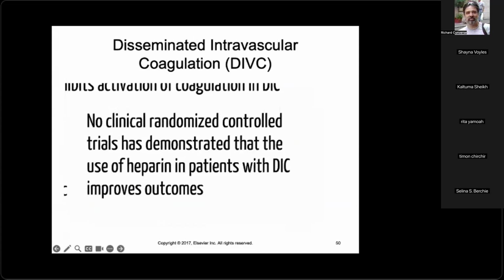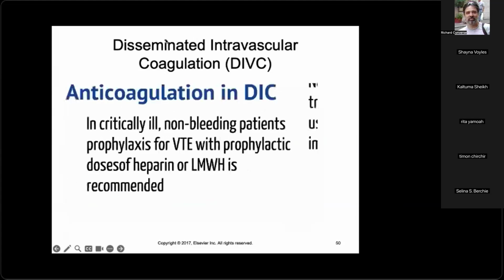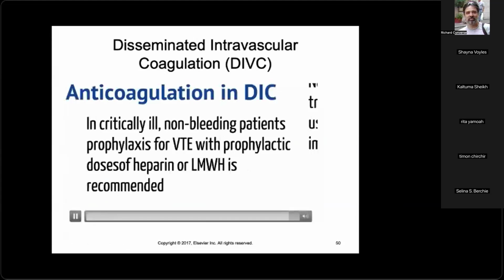So generally, we stick with the rule that if the patient is critically ill, they have suspected DIC, but there's absolutely no evidence or risk of bleeding at that point, then you can consider prophylaxis with heparin or low molecular weight heparin at prophylactic dosages to prevent clot formation. But this is really the minority of patients you'd probably be using this in.